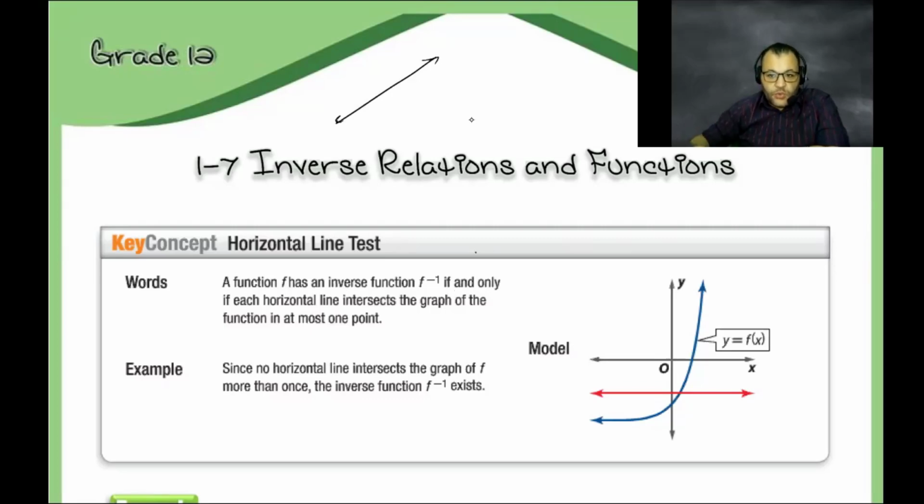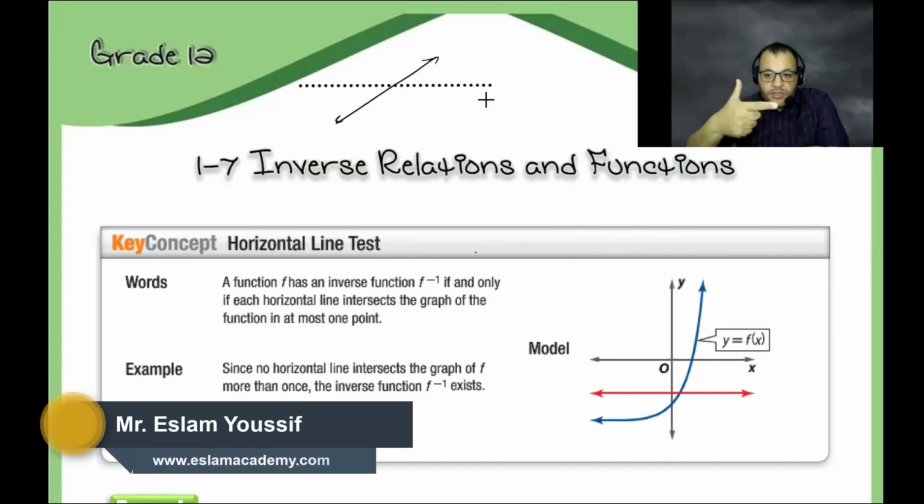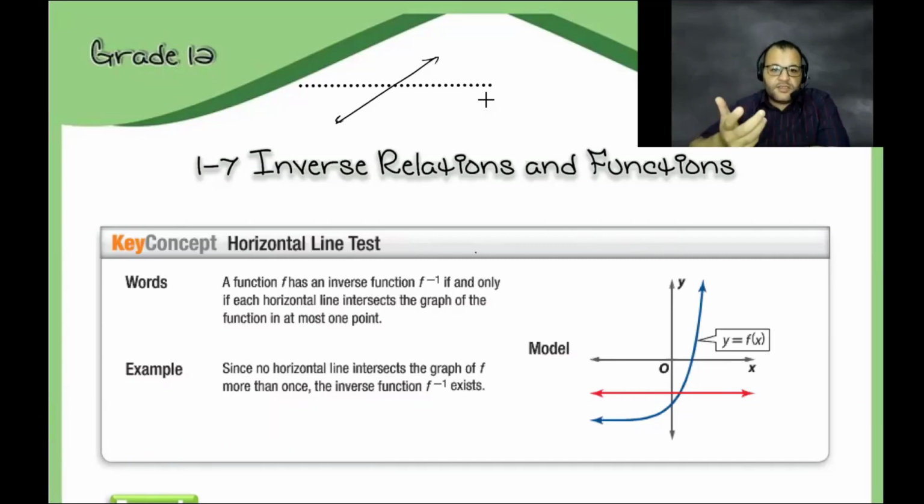To find out whether the inverse will be a function or not, we use the horizontal line test. So now we have two tests: the vertical line and the horizontal line. What is the purpose of the vertical line? To check whether the graph is a function. The horizontal line we use to check whether the inverse will be a function or not. If the horizontal line intersects the graph at more than one point, it means the inverse is not a function.